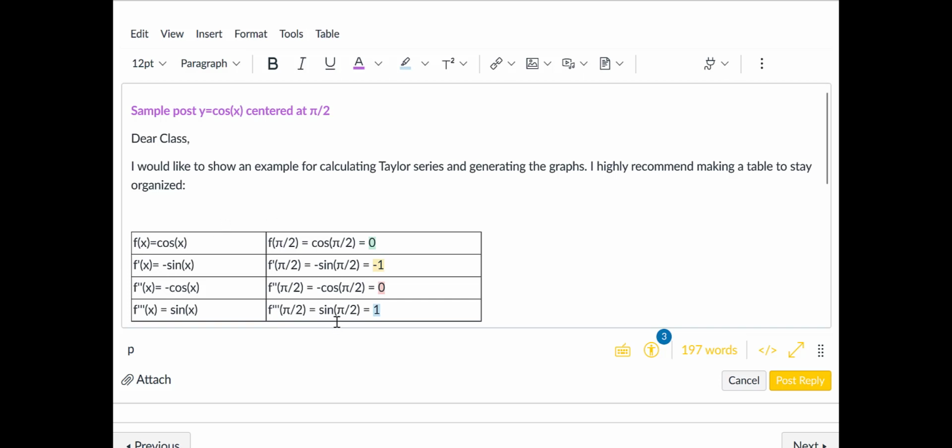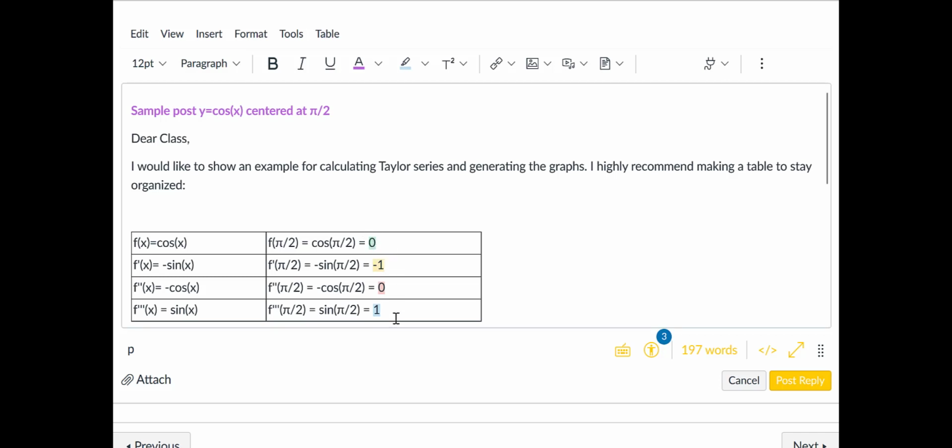In the second column, I'm going to evaluate my function or my derivative at my point pi over 2. So for example, f of x evaluated at pi over 2, I'm just going to substitute that in. So I'm looking at cosine of pi over 2, and that would be 0. On the next line, I've got the derivative. First derivative here is equal to negative sine of x. And if we want to evaluate that first derivative at pi over 2, I'm substituting that value in. I'm looking at negative sine of pi over 2, and that would be a negative 1. And I keep on going.